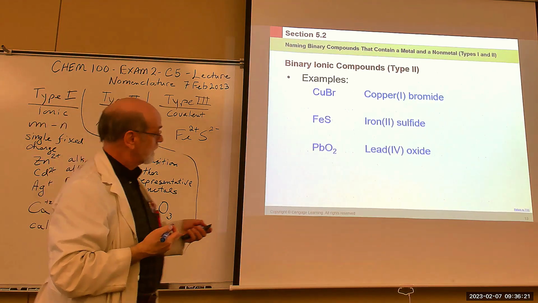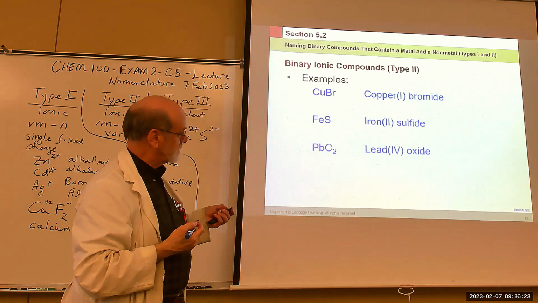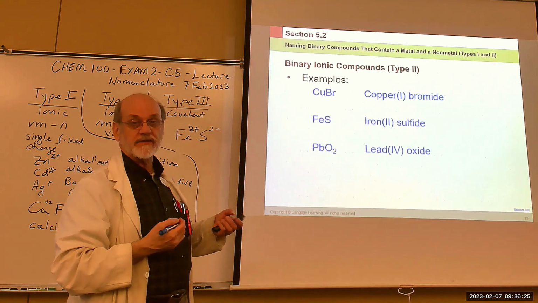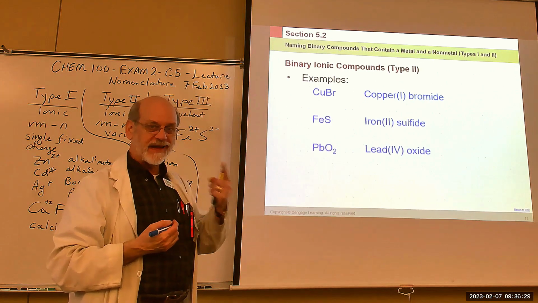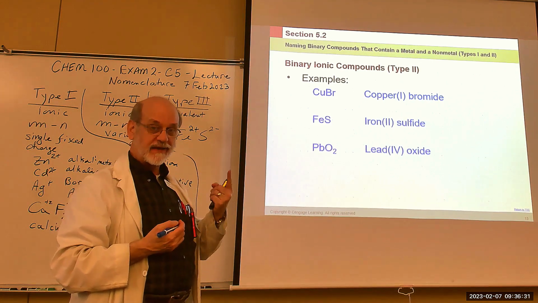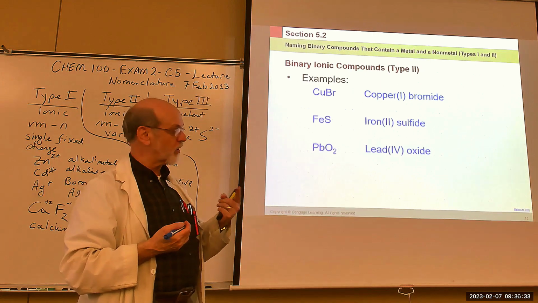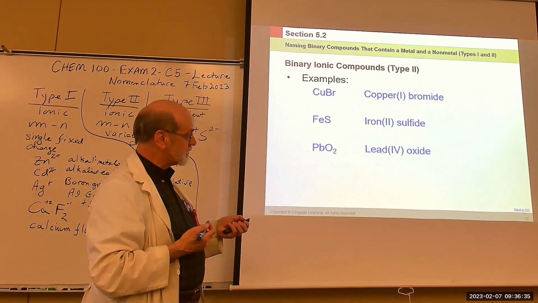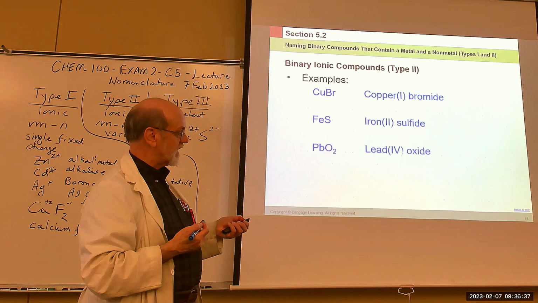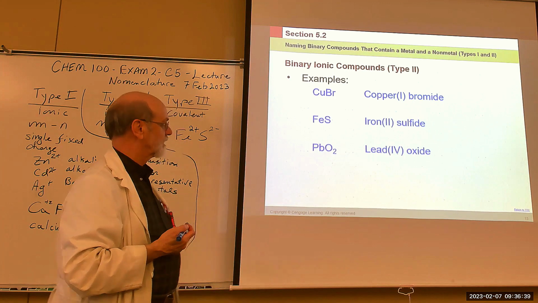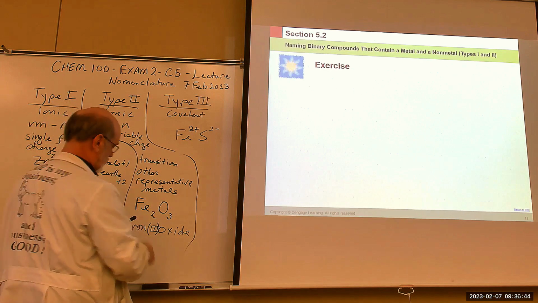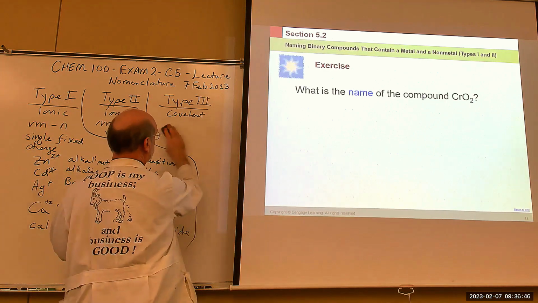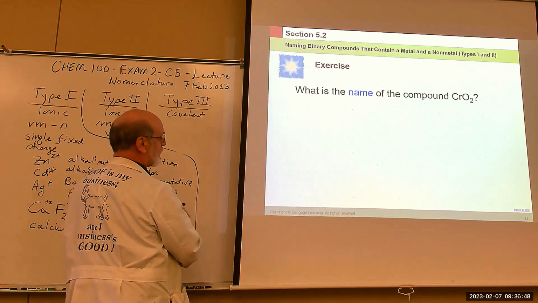By the same way, we find that this oxygen is a 2- charge, but 2 of them makes a -4 that has to be balanced by that one lead. That means that one lead atom must be a +4 charge. And that dictates this part of the name. All right, we're going to do another one. What's the name of CrO2?